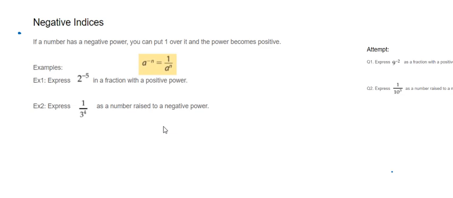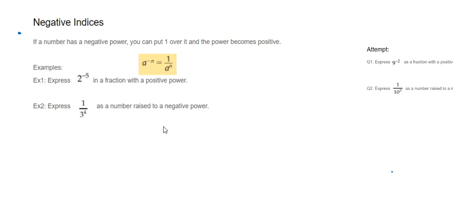Hi guys, so this is negative indices. If a number has a negative power, you can put 1 over it and the power becomes positive. So if you look at the first example here, 2 to the power of minus 5, because that's a minus 5, it makes it a little bit more complicated and it's something that you won't really have seen before.